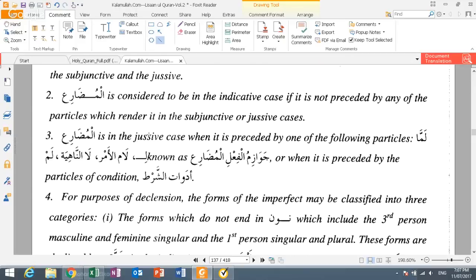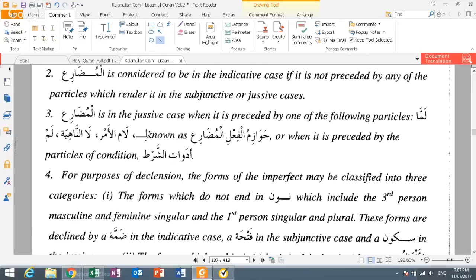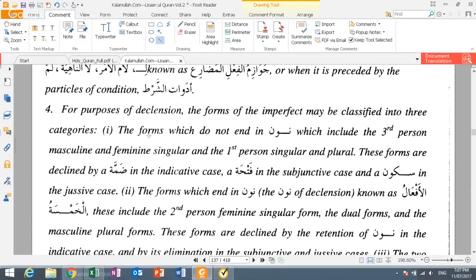For purposes of declension, the forms of the imperfect may be classified into three categories. One, the forms which do not end in nun, which include the third person masculine and feminine singular, and the first person singular and plural. These forms are declined by the dhamma in the indicative case, by fatha in the subjunctive case, and a sukun in the jussive case.